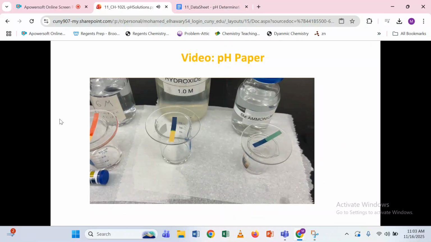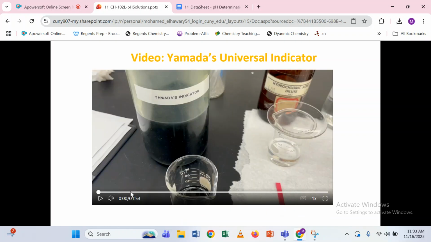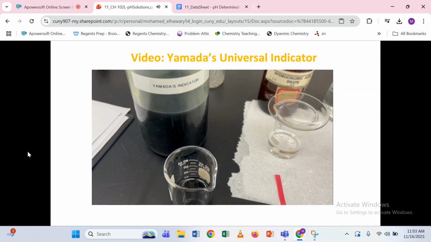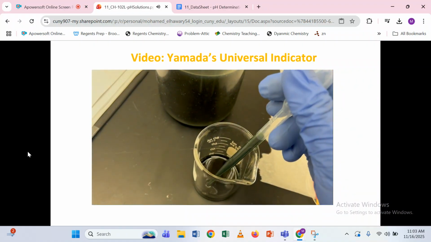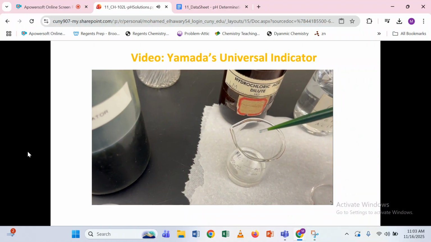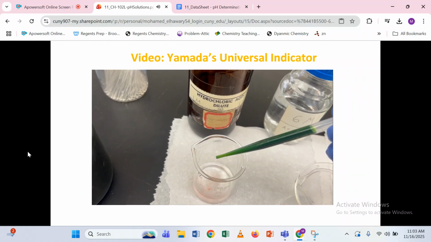Very good. So make sure you record all your observations. And then here are the observations again. The acids turned red orange, and the bases are deep blue and purple. The last thing is the Yamada Universal Indicator. Look at the color of the Yamada Universal Indicator. We're going to take the pipette, take a little bit of the Yamada Universal. You just need to add one or a couple of drops.